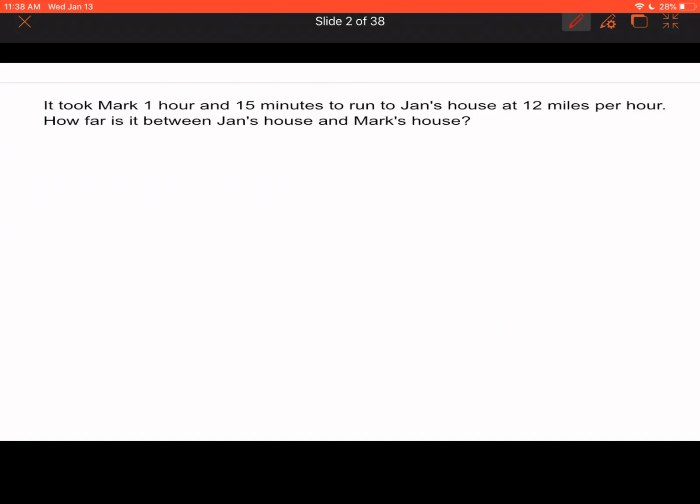Okay, so again, remember the relationship between distance, speed and time. Okay, and then we'll move on to this problem. It took Mark 1 hour and 15 minutes to run to Jan's house at 12 miles per hour. How far is it between Jan's house and Mark's house? So we are supposed to find the distance between Jan's house and Mark's house.